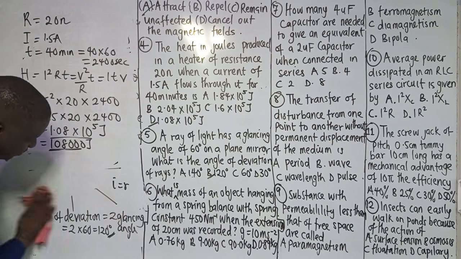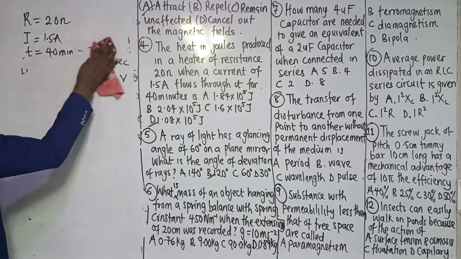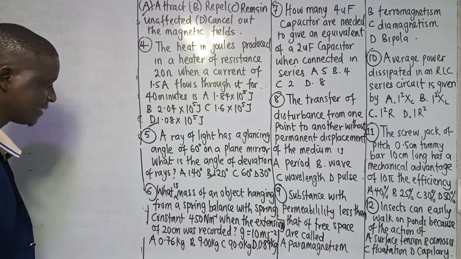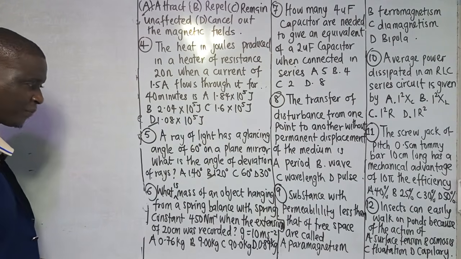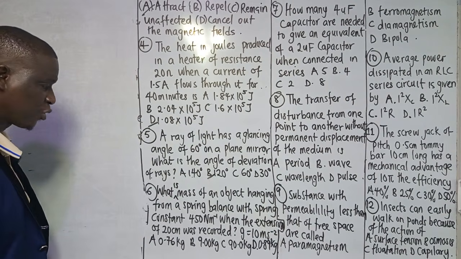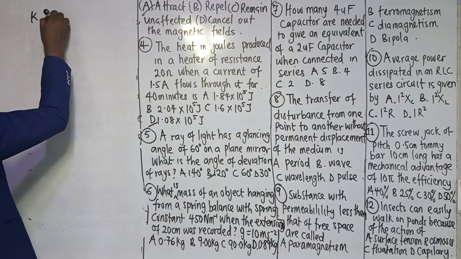Now they say, what is the mass of an object? This is another calculation. Very fast. What is the mass of an object hanging from a spring balance with spring constant K equal to what?